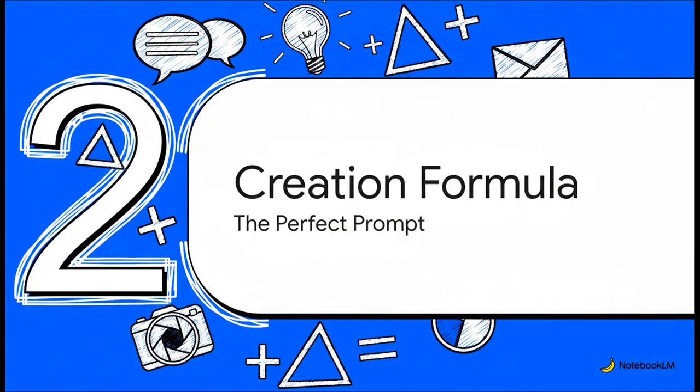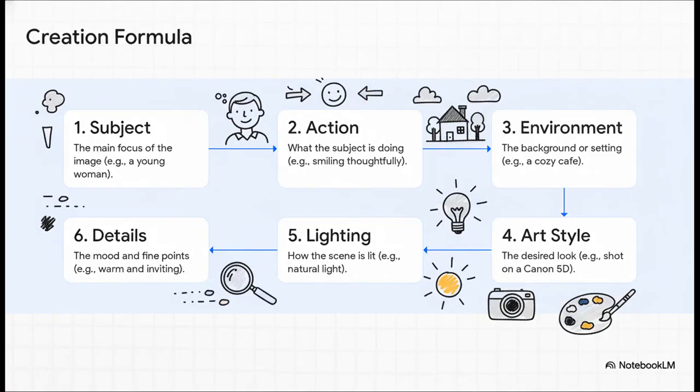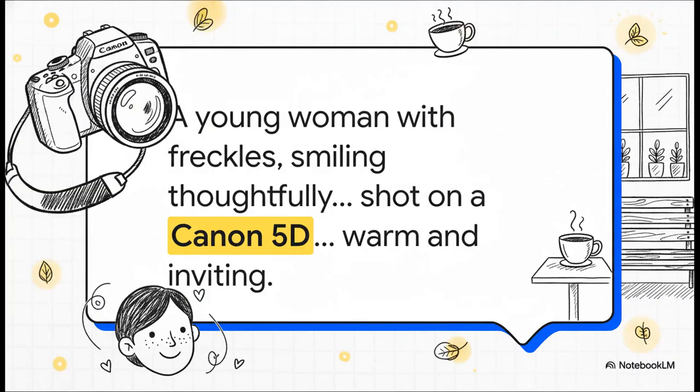So that begs the question, right? How do you write the perfect prompt, especially when you're trying to create something brand new completely from scratch? Well, you're going to love this. There's actually a formula for it. And here it is, the creation formula. Now I know, it might look like a lot at first glance, but this 6-part structure is literally the key. When you break your idea down into these 6 pieces, subject, action, environment, art style, lighting, and those final details, you're basically handing Nano Banana a crystal clear blueprint of what's in your head. No more guessing games. Let's put this formula to the test.